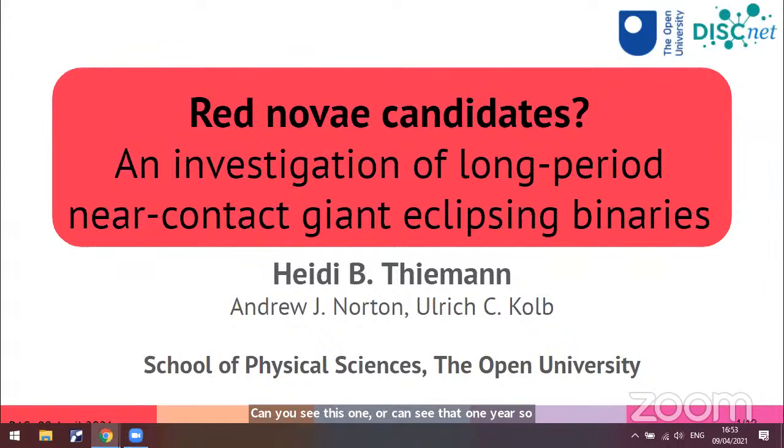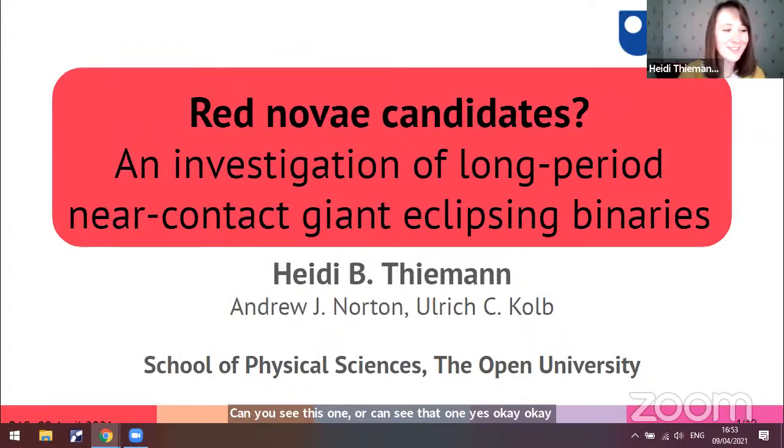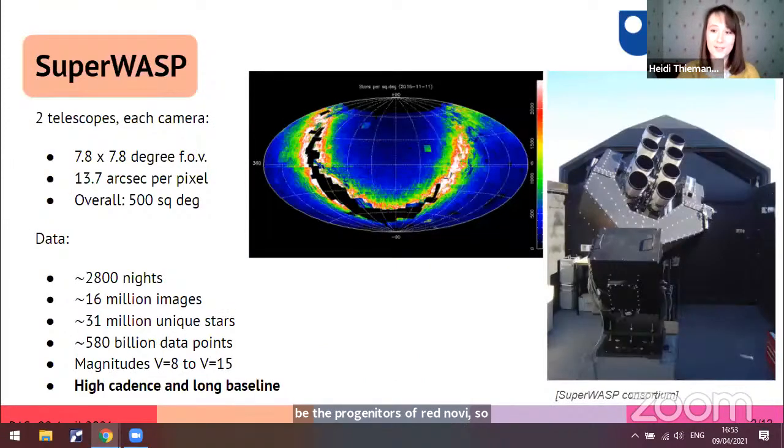Fab, okay, well that's the introduction done. So there we go. I'm going to be talking about some stars that I'm quite interested in. These are near contact red giant eclipsing binaries, and I'm going to be talking about them in the context of how we discovered them, some spin-off projects, and whether they could be the progenitors of red novae. So I'm going to start the story with the SuperWASP telescope.